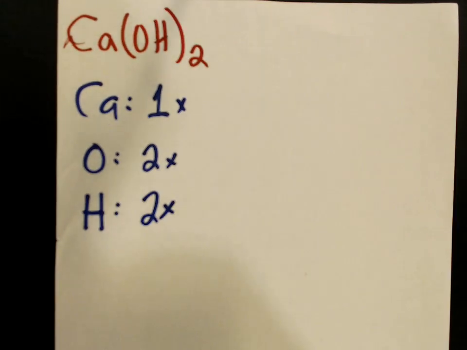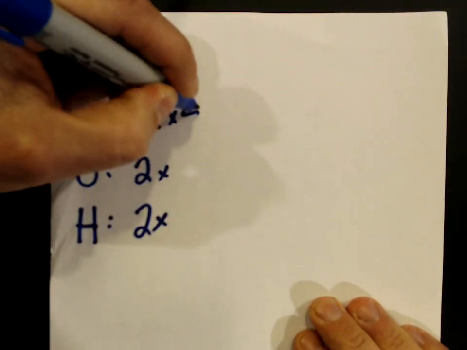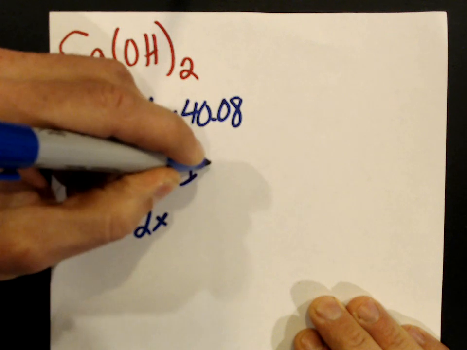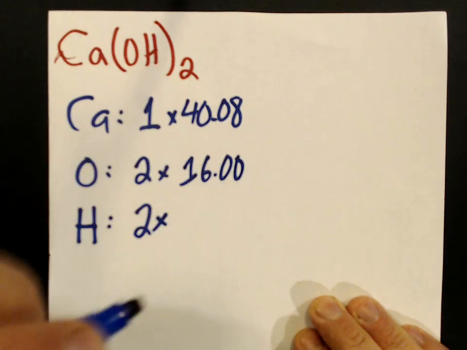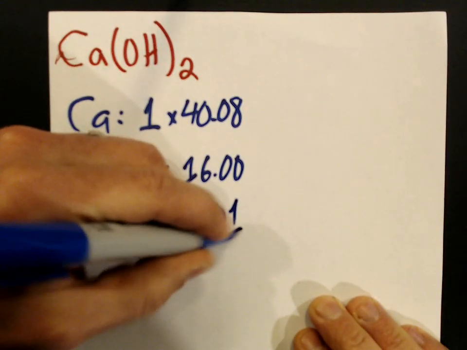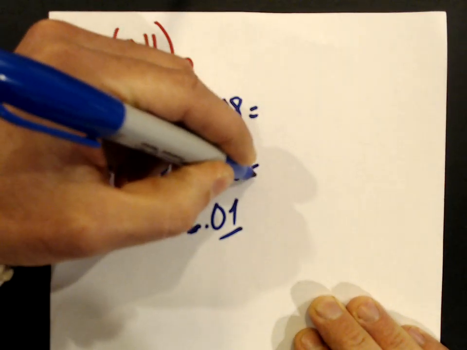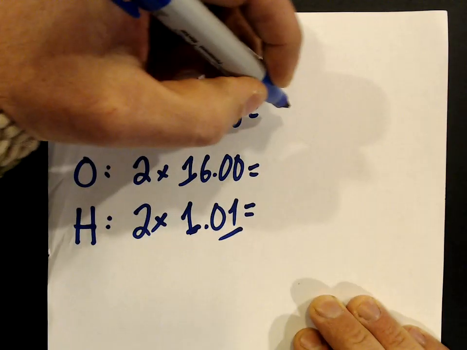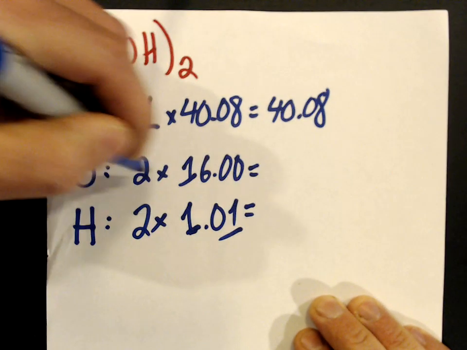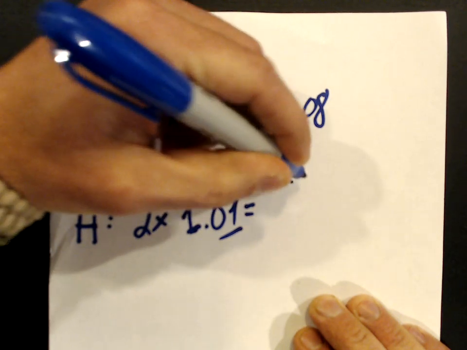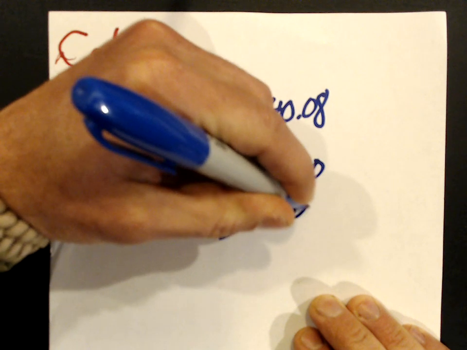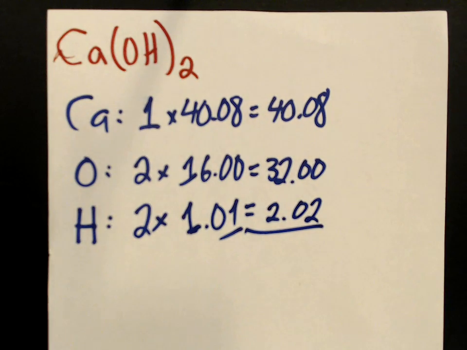Calcium, where are you? 40.08. Oxygen, everybody knows that. Hydrogen, 1.01. You'll soon remember that one if you don't already. Okay, calcium's total mass, 40.08. Oxygen's total mass, 32.00. And hydrogen, 2.02.